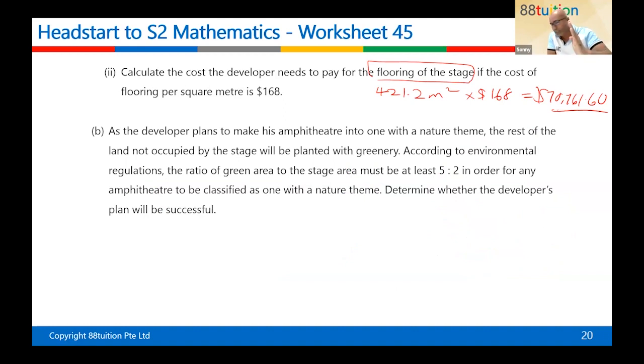You find the area of circle. You know the area of trapezium. You have to do something. And it says the ratio of green area to the stage area must be at least 5:2 in order for any amphitheater to be classified as one with a nature theme. Determine whether developer's plan will be successful. You just need to compute and look at the answer.